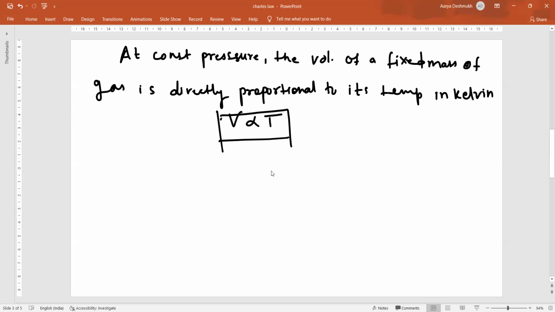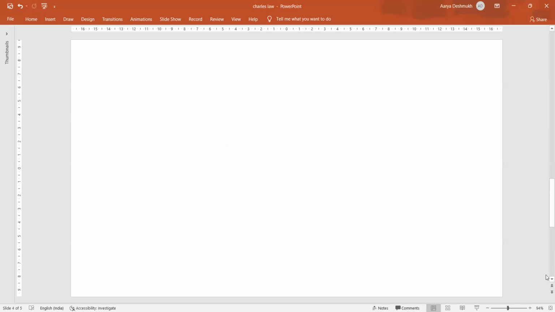Okay. Now here is one more concept, that is absolute zero temperature and Charles law. Here comes the concept of absolute zero. We have talked about this, that is minus 273.15. So what is this? This is absolute zero temperature.